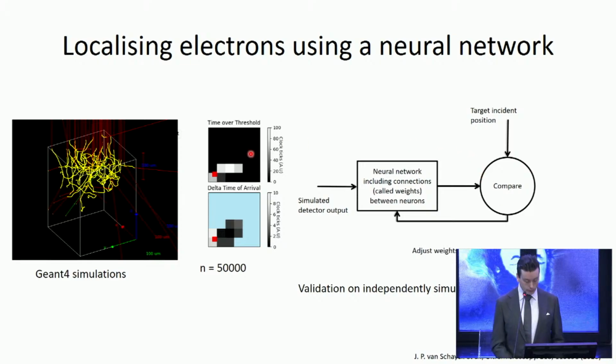Unfortunately, within the microscope, it's not possible to know exactly this point of impact. So the method that we chose is that we simulated the detector. From this simulation, we had a known incident position, a known position where the electron has hit.